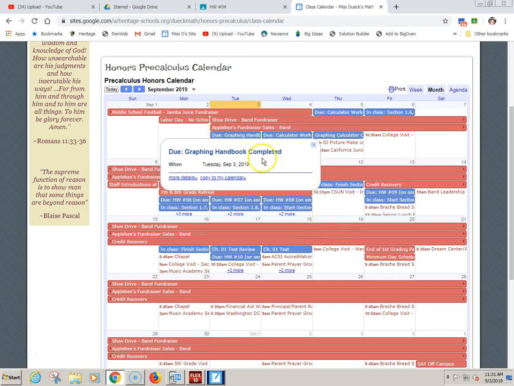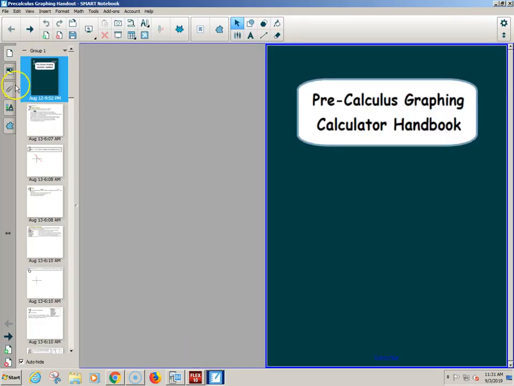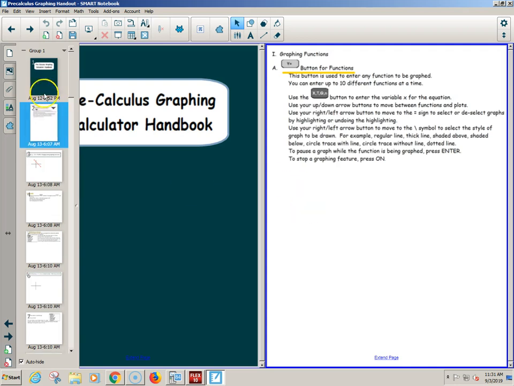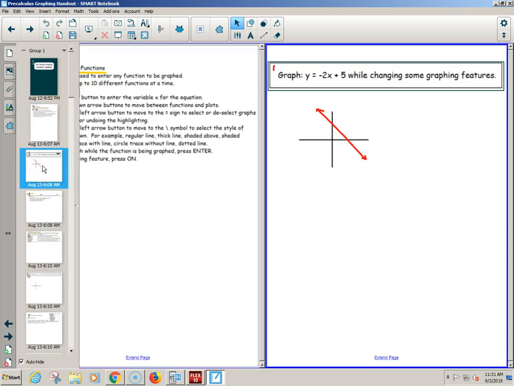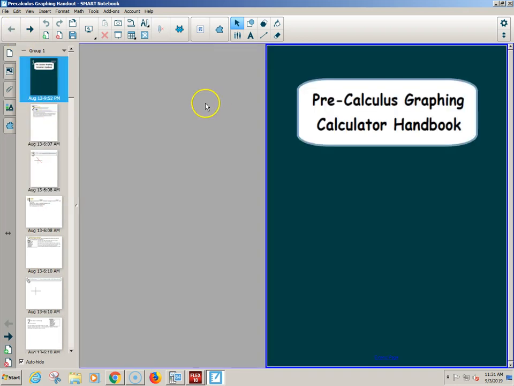Today you're supposed to have your graphing handbook fully attempted, but that doesn't mean you might not have questions. So I have the handbook right here for us to go over any questions that you have as far as what was it asking, what did it want me to do, all of those sorts of things. We're going to go over the handbook in just a second, any questions that you guys might have had along the way.